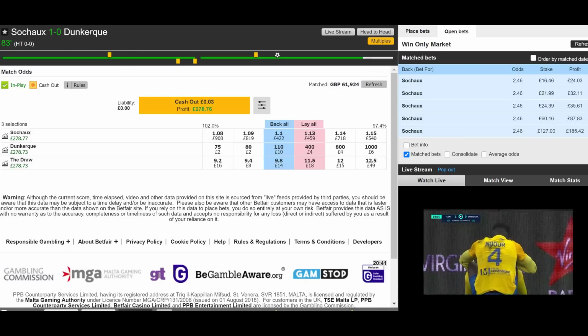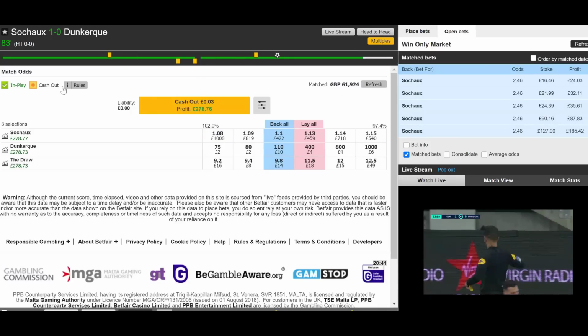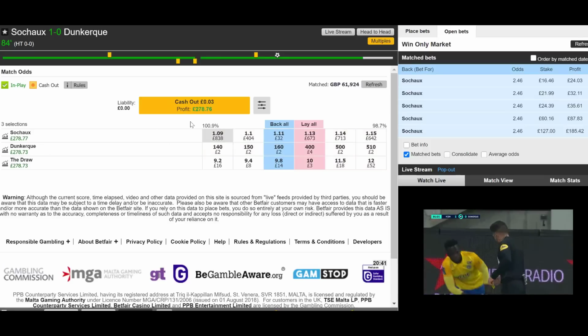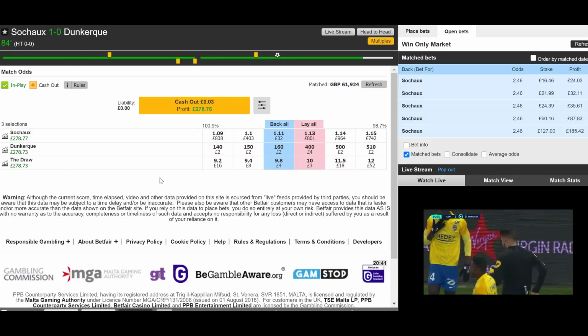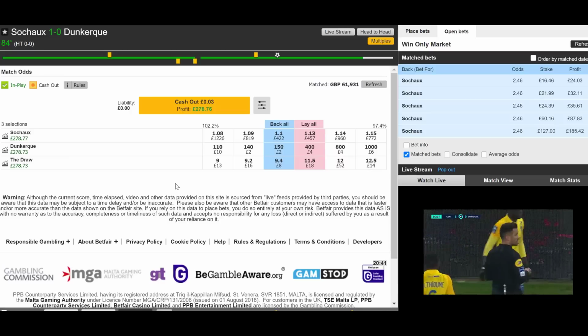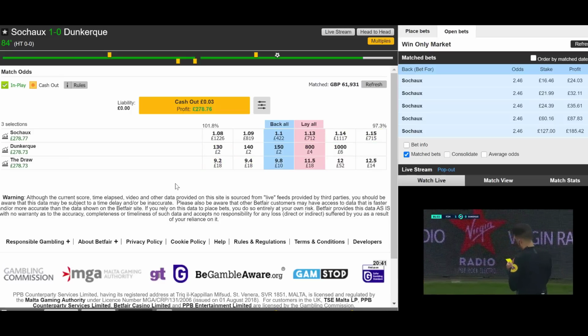So these could be the times when it is, obviously, up to you, where you just think, hey, do you know what? I've tried to let the free bet run. They haven't put the game to bed. Let's now take the cash out. And you can do that as well. There's so many options with football trading. So just wanted to show you that there as well.